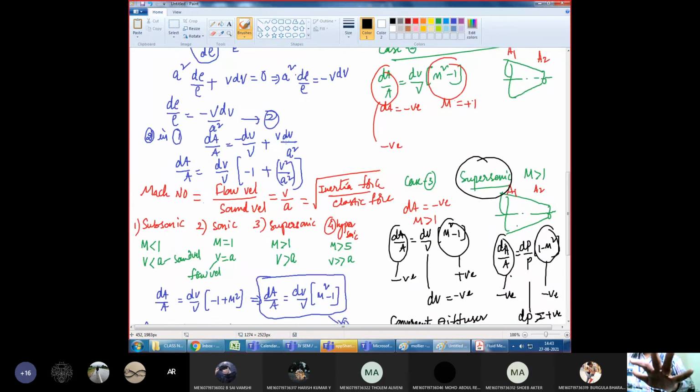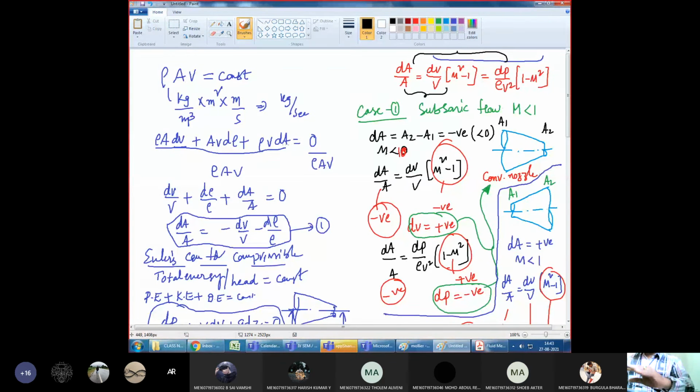Right, here you need to remember two things. One is Euler's equation. Euler's equation states that the total energy or total head is nothing but pressure energy plus kinetic energy plus datum energy. Datum energy is nothing but potential energy, equal to constant. Pressure energy is P, kinetic energy is half mv square, and this is m into g into h, equal to 0.